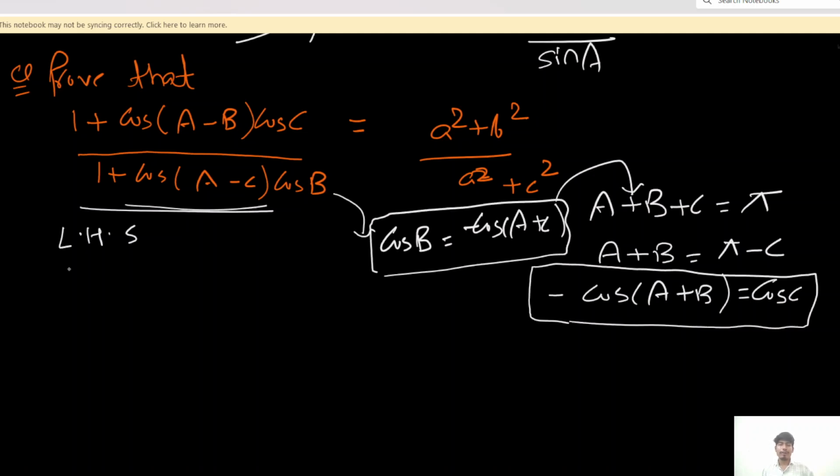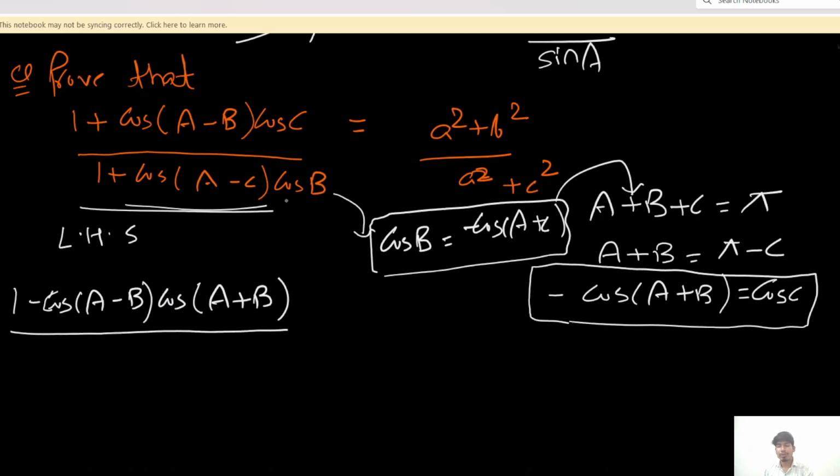Then use these here. What do we get? In the numerator, 1 plus cos(a minus b) into cos(a plus b), and the minus sign comes here, so it becomes 1 minus cos(a minus b) into cos(a plus b). In the denominator, cos b is minus of cos(a plus c), so we get 1 minus cos(a minus c) into cos(a plus c).